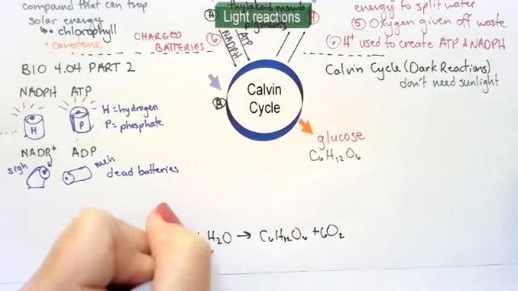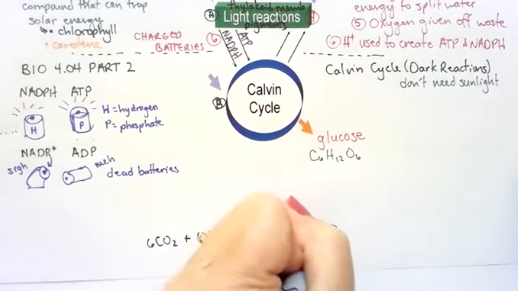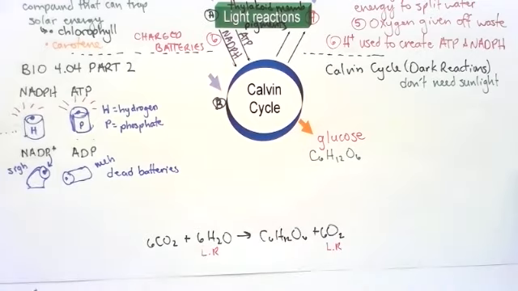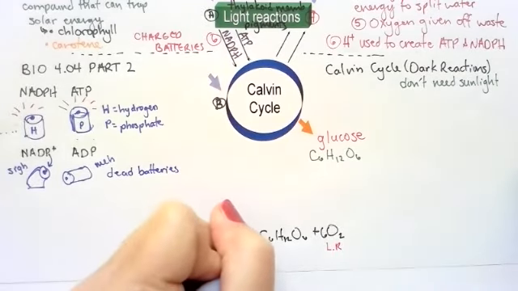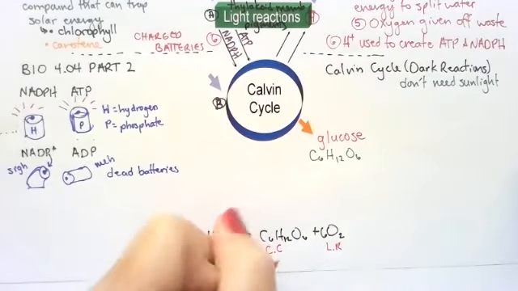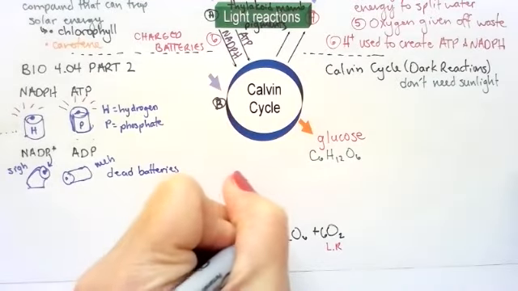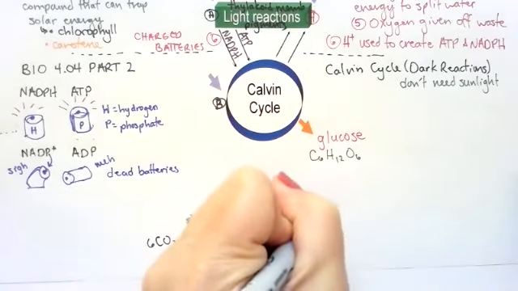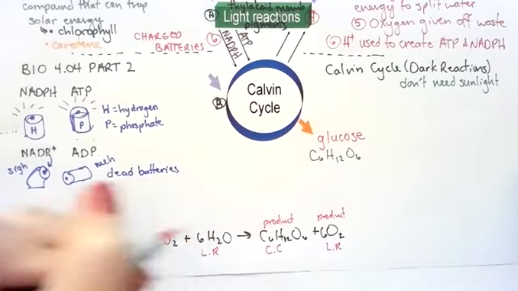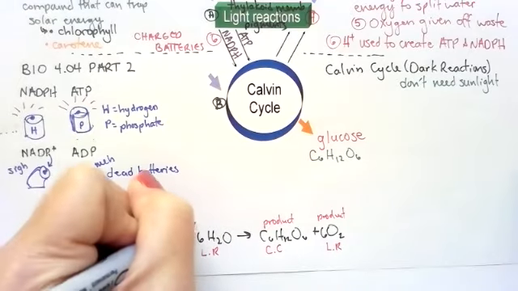So this was in the light reactions. And we gave this off in the light reactions. LR is light reactions. We're making this in the Calvin cycle. So this is a Calvin cycle product. This is a light reaction product. This was a light reaction reactant.